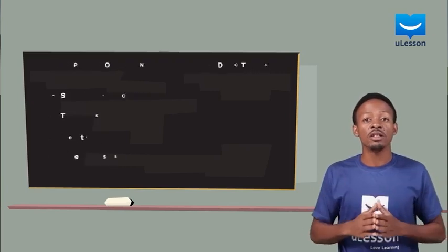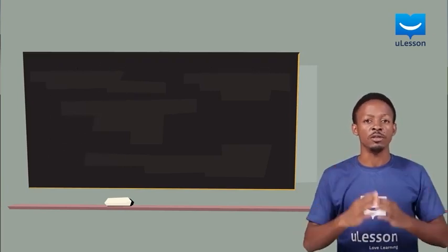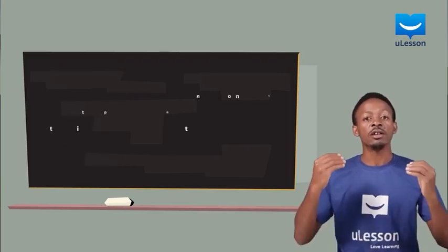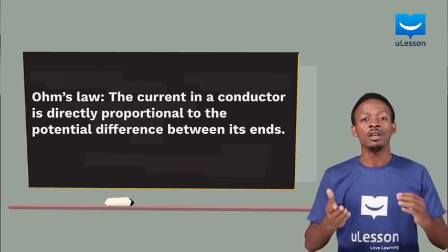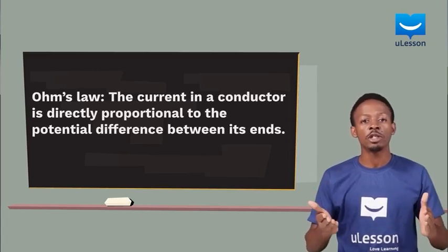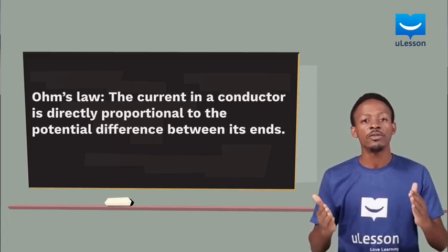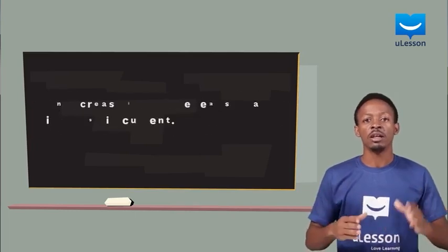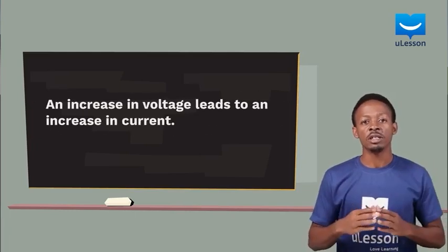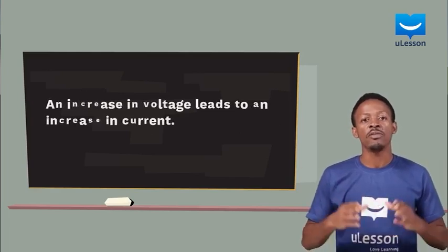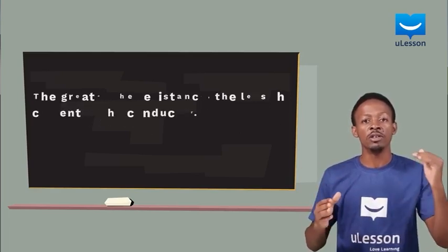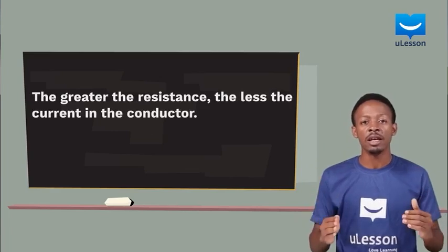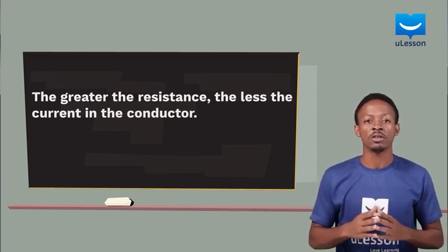And that, my friends, is Ohm's law in a nutshell. It says that the current in a conductor is directly proportional to the potential difference between its ends. This means that as voltage increases, the current also increases. And we also learn that for a given voltage, the greater the resistance, the less the current in the conductor.